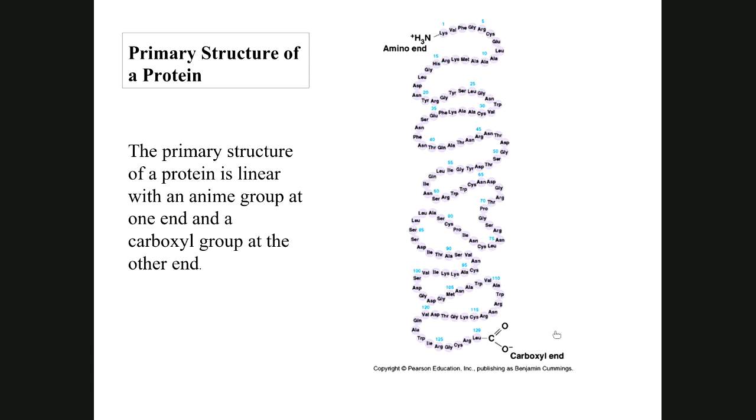So one end is always going to have an amine on it, the other end is always going to have a carboxyl. So it says the primary structure of a protein is linear, with an amine group at one end and a carboxyl end at the other. So it's like a shoestring. A shoestring is what I would bring to class.